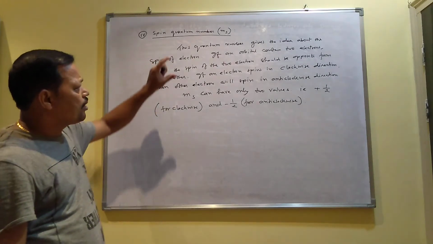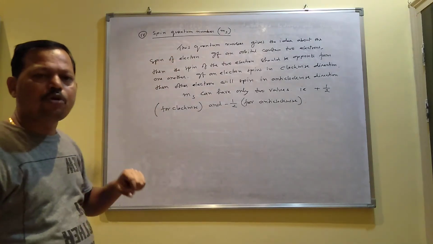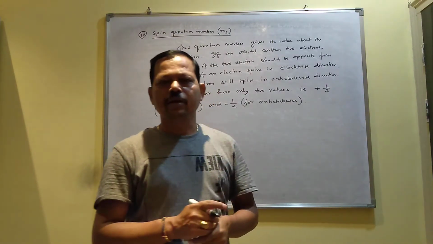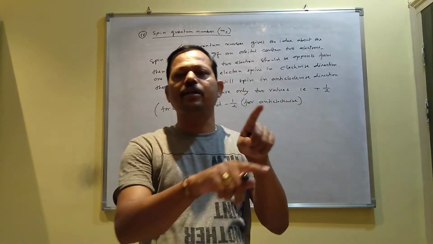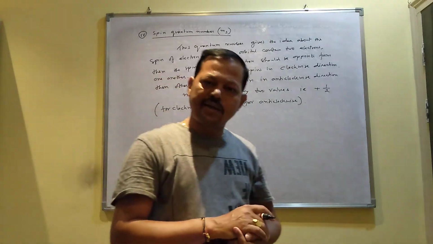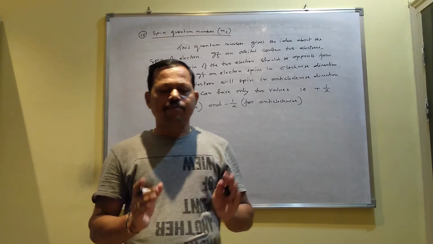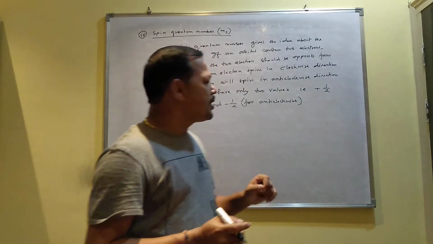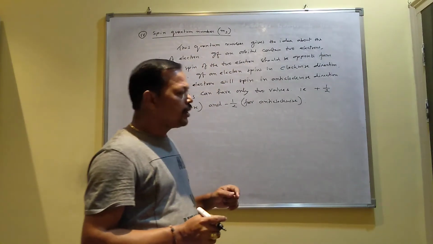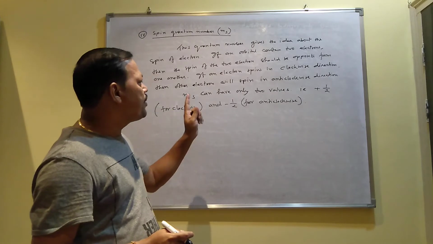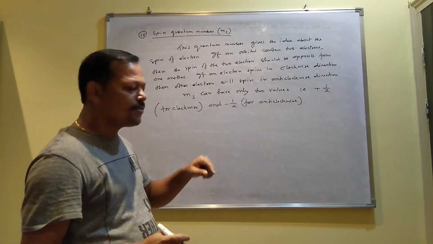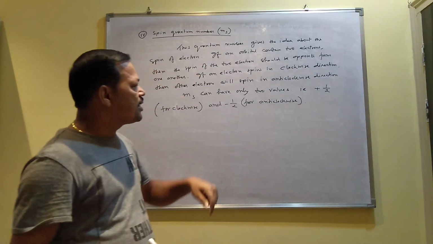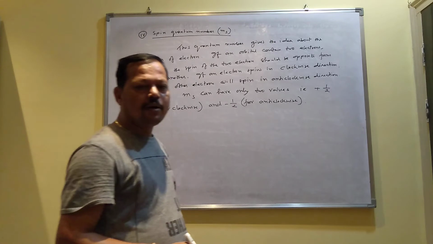This quantum number represents the spin of electron, and when an orbital contains 2 electrons, then the spin of the 2 electrons should be opposite from one another. If one spins in clockwise direction, then the other electron will spin in anti-clockwise direction. Because if the spin of both the electrons are same, then some repulsion takes place. So that is why their spin should be opposite from one another. And if you want to write the value, ms has only two values. If the electron spins in clockwise direction, you write plus half, and if it spins in anti-clockwise direction, then you have to write minus half.